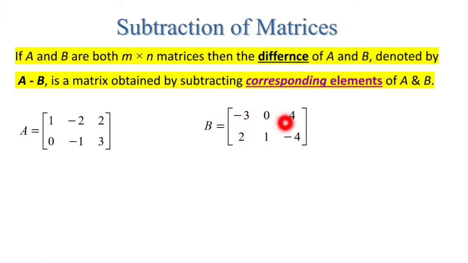You know, the horizontal numbers give the number of rows and the vertical numbers give the number of columns.